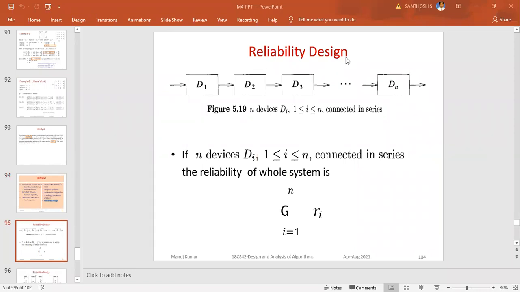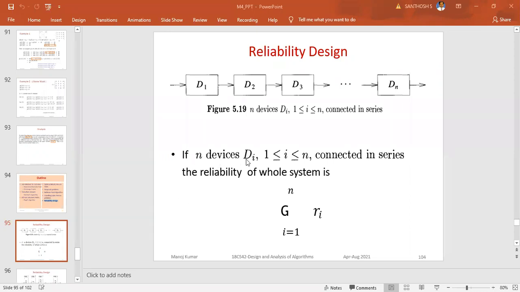Reliability design. There are n devices Di, that is D1, D2, D3 up to Dn, where i ranges from 1 to n. These devices are connected in series, that is device 1, after that device 2, device 3, up to n devices.